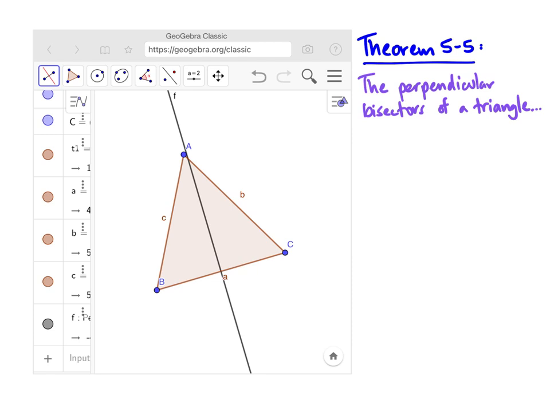And you can kind of visualize that's what's happening here. My perpendicular bisector, it looks like it's cutting segment BC into two equal parts. There's a right angle right there. Okay, so that makes sense. That looks like a perpendicular bisector to me.